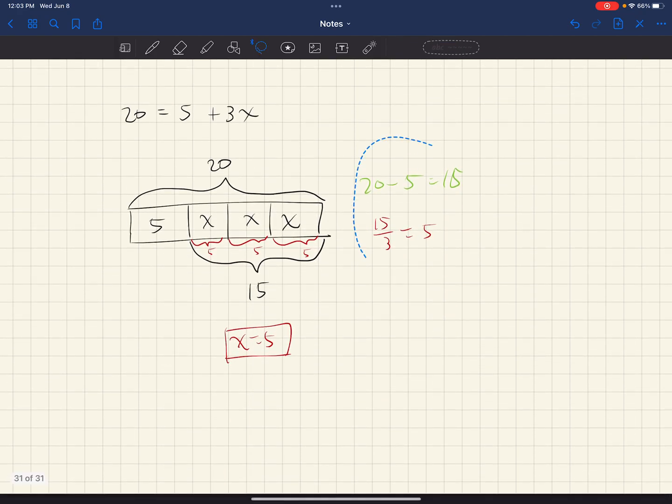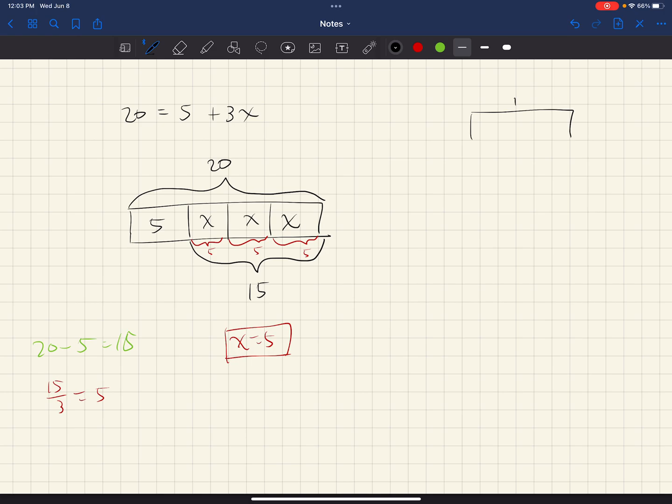Now, let's do the scale method. So I'm going to do a diagram. They're all balanced. So on the left side, I have 20. And then on the right side, I have 5, and then 3 x's. So how do I get rid of this 5? I can subtract 5 on both sides, 5 on both sides.